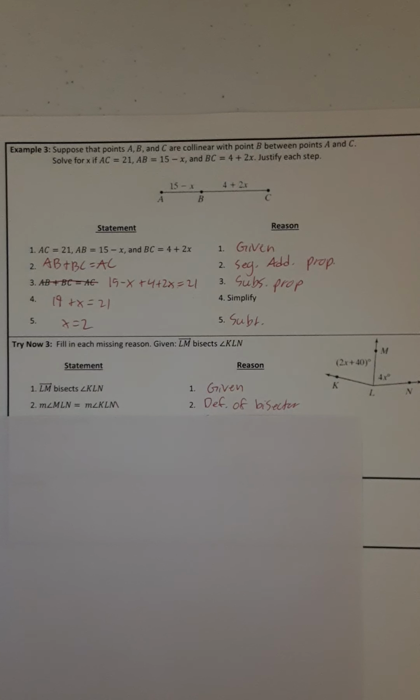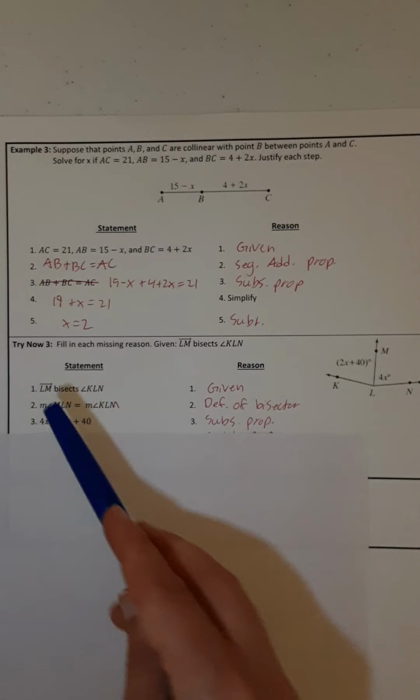Our second row is that the measure of angle MLN is equal to the measure of angle KLM. Notice I changed that N to an M. This is because of the definition of bisector. You can use definitions in your proofs as a reason. Bisectors cut things exactly in half, and we know that they have to be equal because of that.